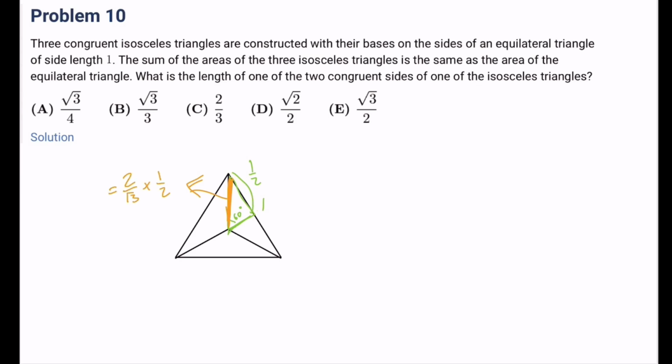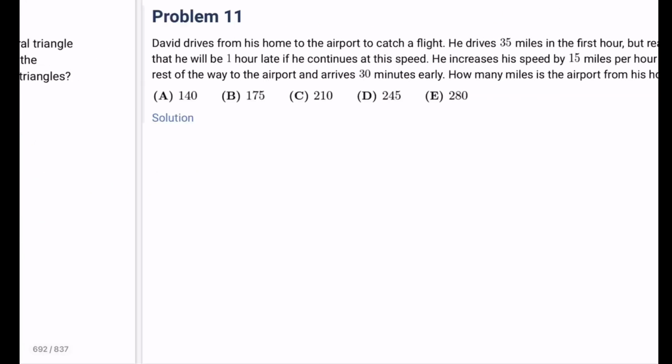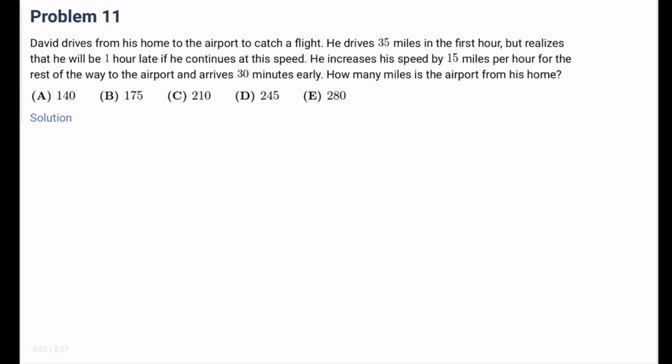That's going to be 1 over root 3, which is root 3 over 3. And there's our answer. It's B. Number 11. David drives from his home to the airport to catch a flight.